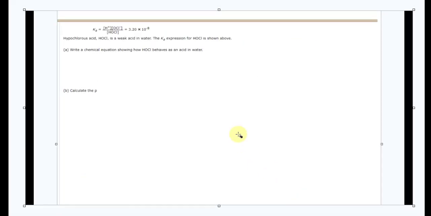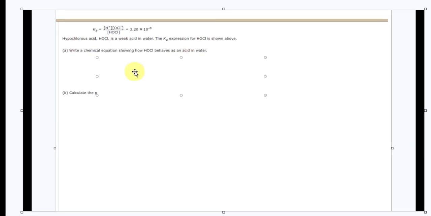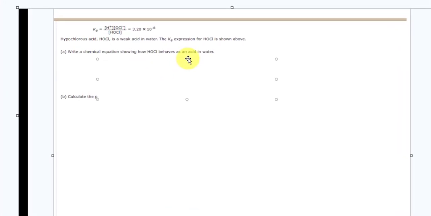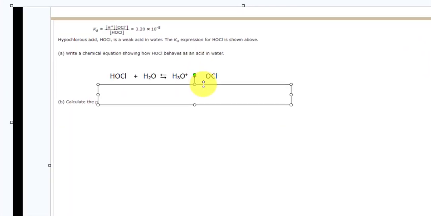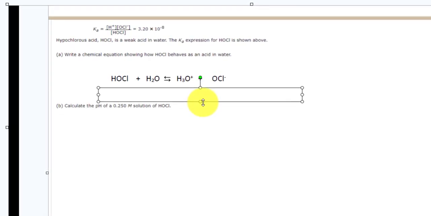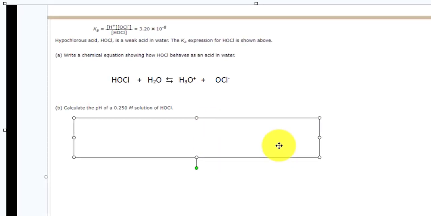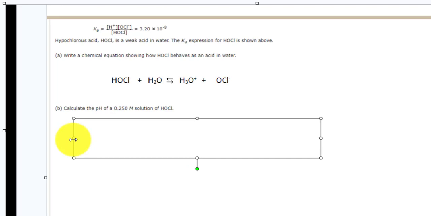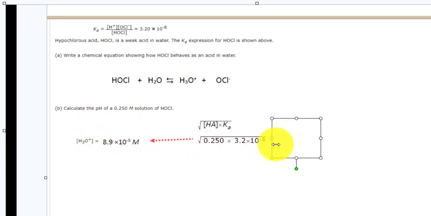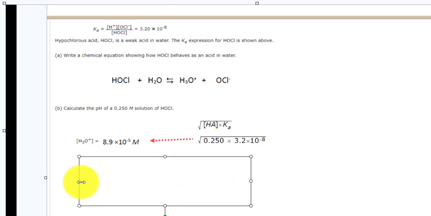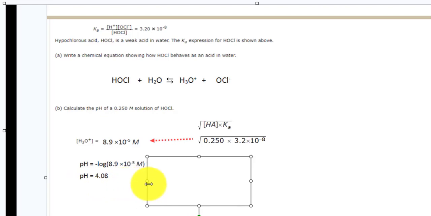So here's the solution to our problem. We've written the chemical equation for hypochlorous acid reacting with water, and we've calculated the pH of the HOCl, first by finding the hydrogen ion concentration using some simple equations. And then using that hydrogen ion concentration, we were able to easily show and figure out what the pH is.